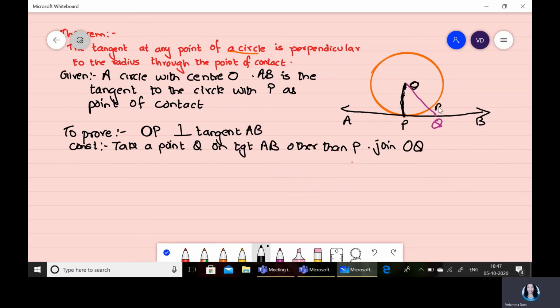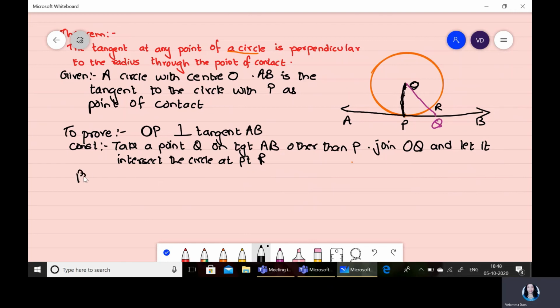Now it is intersecting the circle at some point. Let it be R. Join OQ and let it intersect the circle at point R. So this construction you have to remember. Now what is our aim? To prove that OQ is greater than OP, or OP is less than OQ.